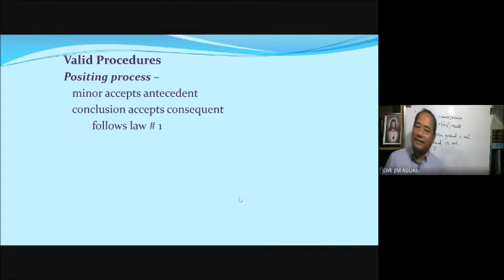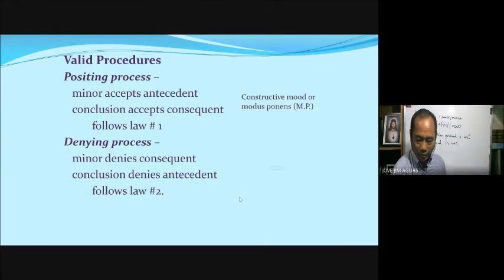Okay? Now, what does it mean to accept the antecedent? Well, you don't change the antecedent. If it is affirmative, it remains affirmative. If it is negative, it remains negative. And then you accept the consequent. So practically, you don't change the conditional. You accept what is written in the conditional statement. You call this procedure in the positive process constructive mode or modus ponens. Okay, modus ponens. That's the first process.